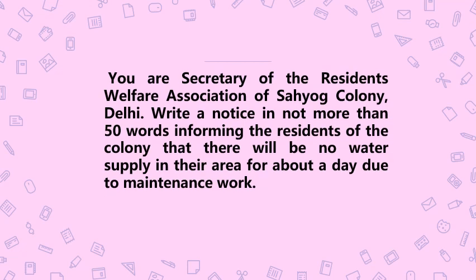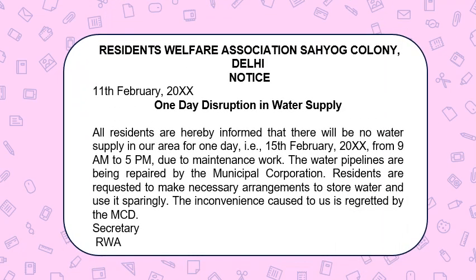The first example that we will discuss here is a notice written to inform the residents that there will be no water supply in the area for a day due to the maintenance work. Let's discuss the notice in detail. As you can see on your screens, they have clearly mentioned it's the Residents Welfare Association, Sayok Colony, Delhi, followed by notice, the date here, and the topic. And they've clearly said it's a 1 day disruption in water supply.